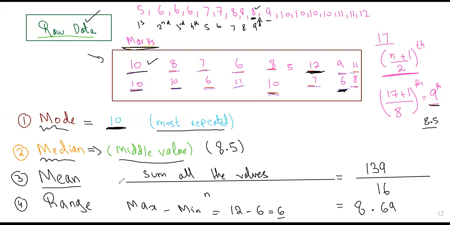For mean, it's easy. I know it would be a bit time taking in this case, but this is how we need to do it. Sum all the data entries, 10 plus 8 plus 7 plus 6 plus 8 plus 5 plus 12, all these till this 8. Then divide by the number of values you have. You had 16 values, so 139 by 16 would give you the mean. And then the last thing was the range. For range, we do maximum minus minimum. Maximum value was 12, minimum value was 6, and this difference gives you the range. So these were the 4 important things we had to do.